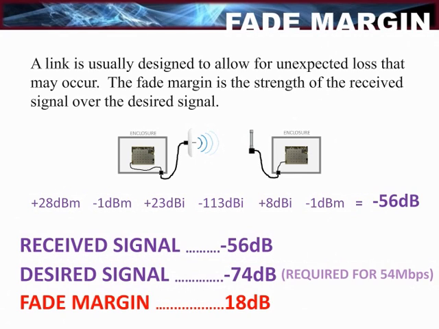The fade margin is the strength of the received signal over the strength of the desired signal. In the example given, the received signal is negative 56 dB. The desired signal is negative 74 dB. Recall that this is the signal needed in order to achieve maximum connectivity in the 802.11a protocol. The difference in these two values gives us our fade margin of 18 dB.